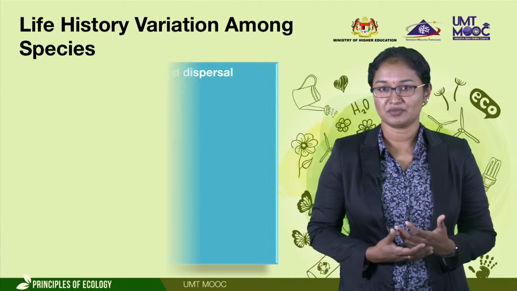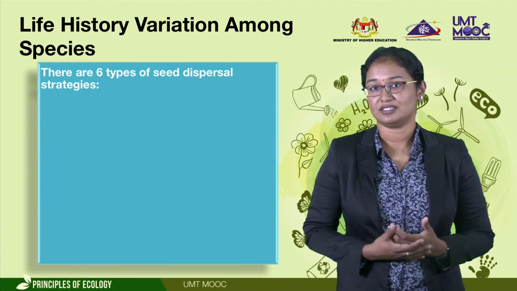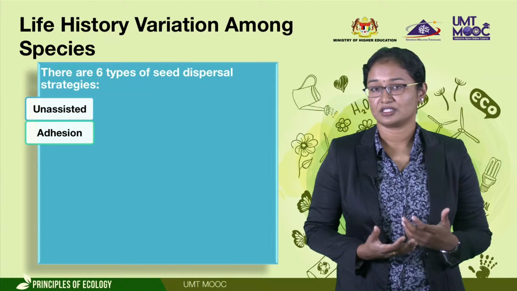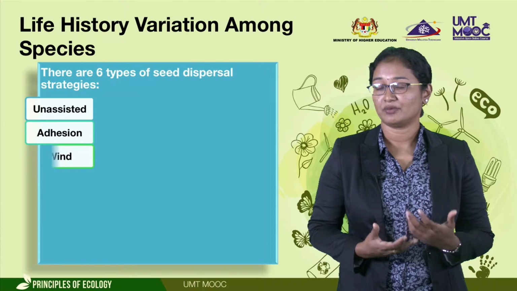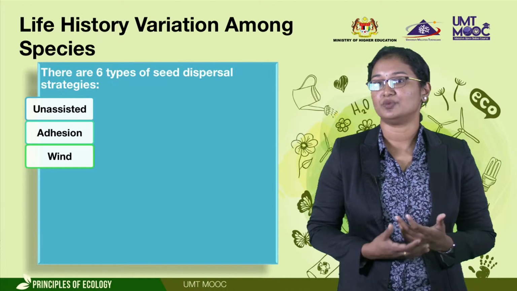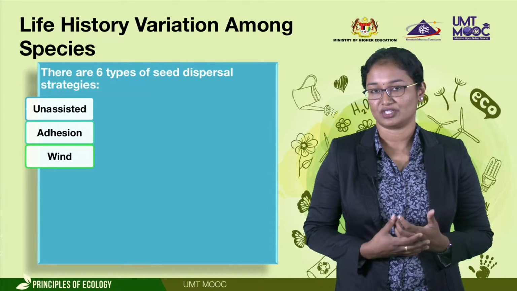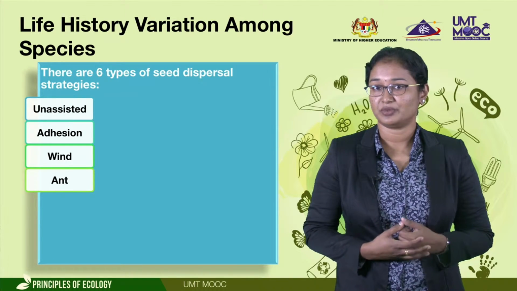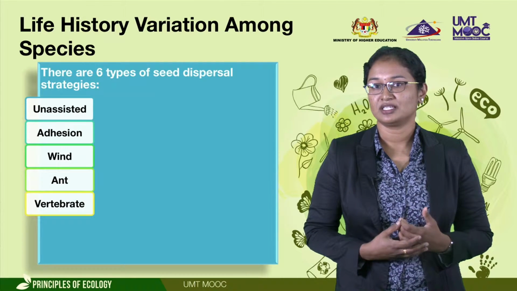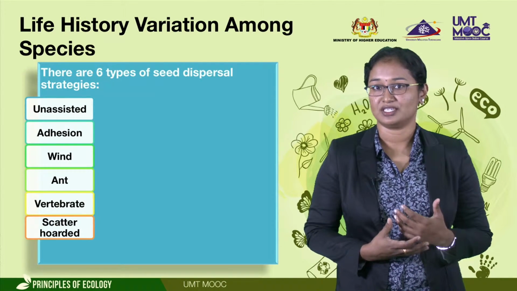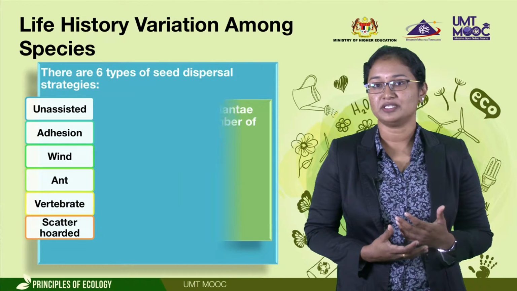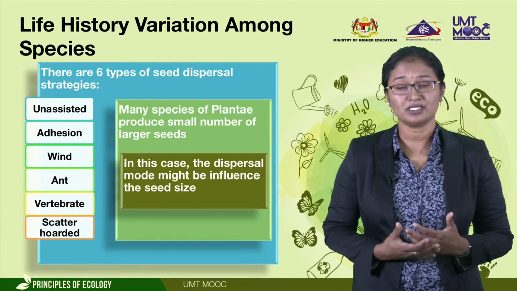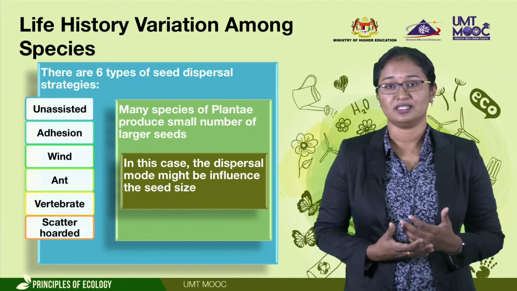There are six types of seed dispersal strategies. Unassisted, which has non-specialized structures. Adhesion, seeds with hooks, spines and barbs. Wind dispersal, seeds with wings, hair or resistant structures. Ants disperse seeds with an oil surface coating, and vertebrates disperse seeds with fleshy coatings, and finally the scatterhoarded seeds, which are gathered and stored. Many species of plants produce a small number of large seeds. In this case, the dispersal mode might influence the seed size.